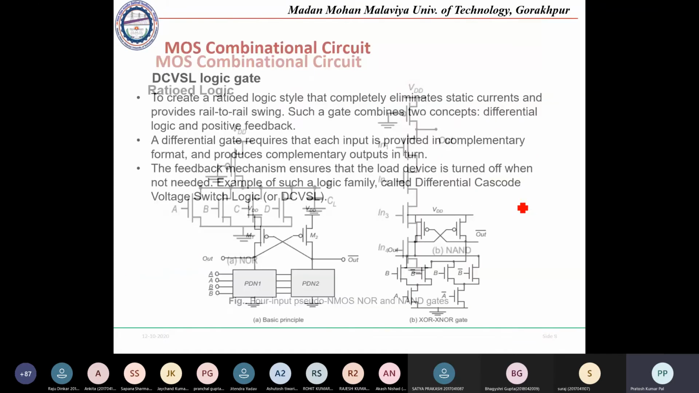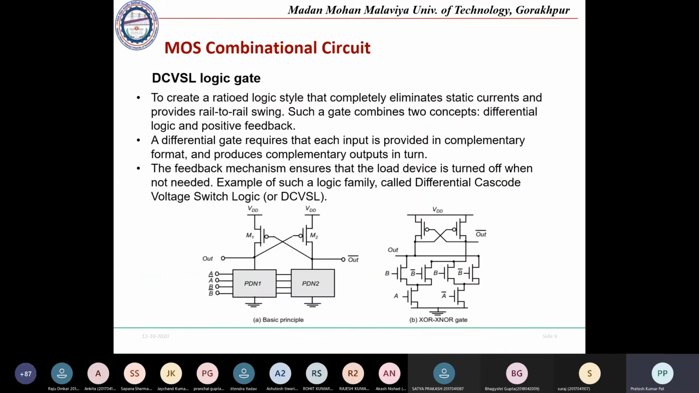So there are different advantages and disadvantages. Another one is differential cascode voltage switch logic. It is not in your syllabus, you can just have an idea of what this DCVSL logic is. There are different logic styles, but we will be mainly focusing on the pseudo and the CMOS logic. We will see how the analysis goes.